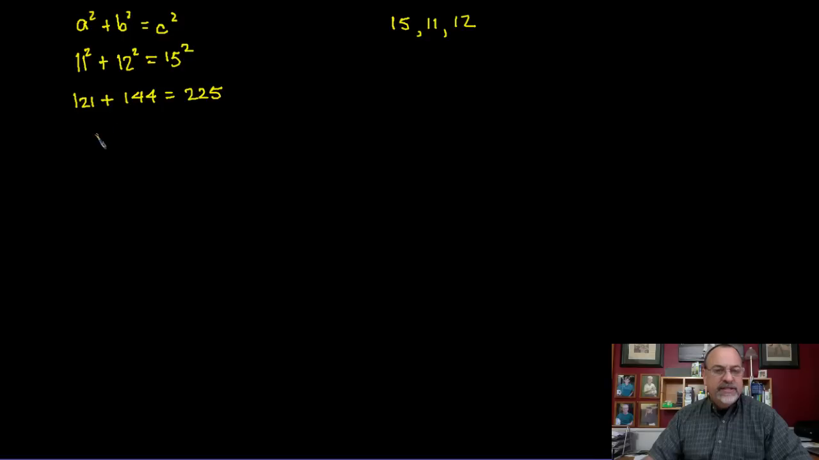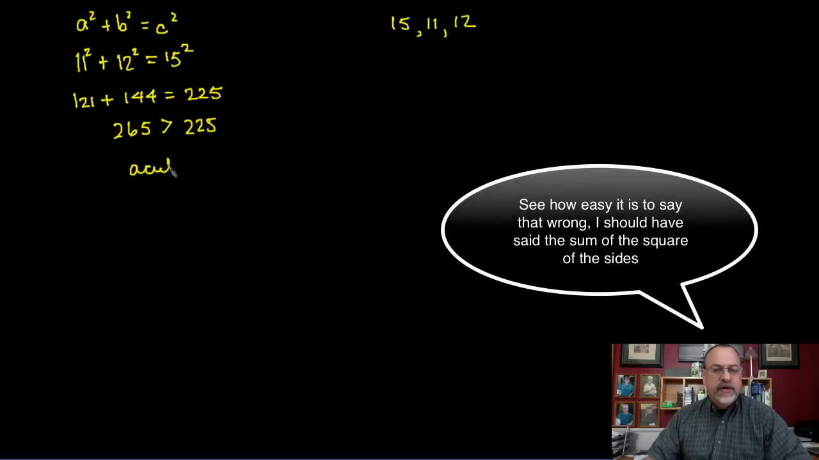So if I add these together, I'm going to get 265, and that's greater than the 225. So because the hypotenuse squared is less than the sum of the two sides squared, this will be an acute triangle. So again, your answer should look like this.